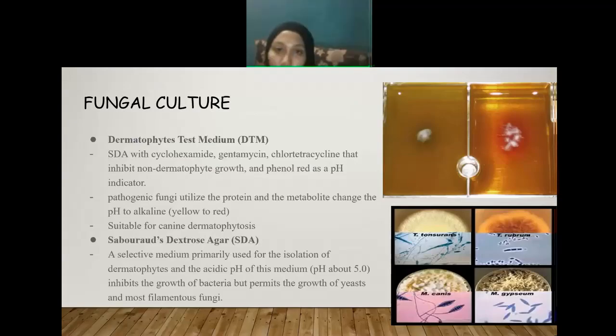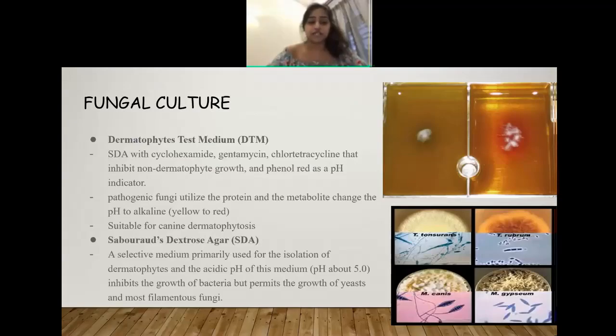So the thing is, pathogenic fungi will utilize proteins and then produce metabolites. These metabolites will then cause the pH of the agar to turn alkaline, which causes the phenol red to change from yellow to red. This is very suitable for canine dermatophytosis diagnosis.